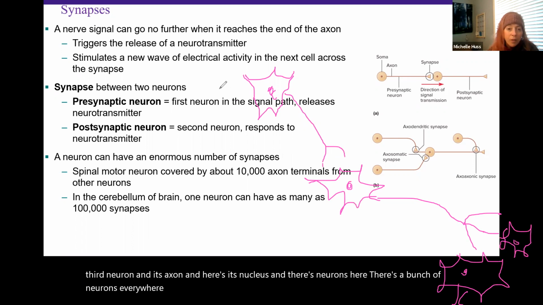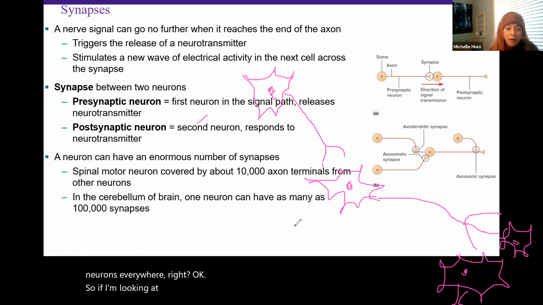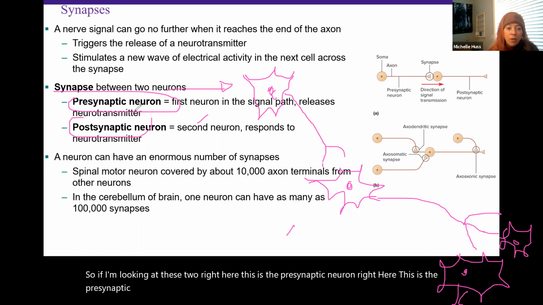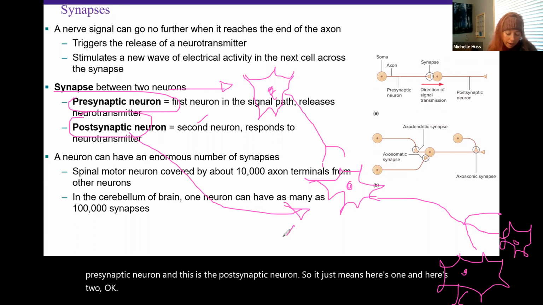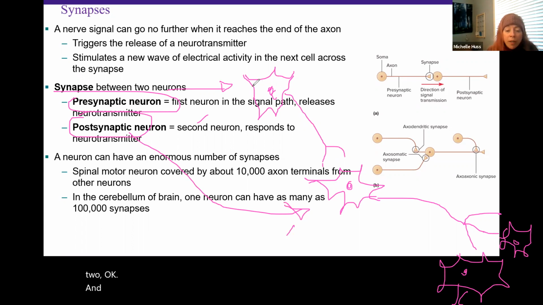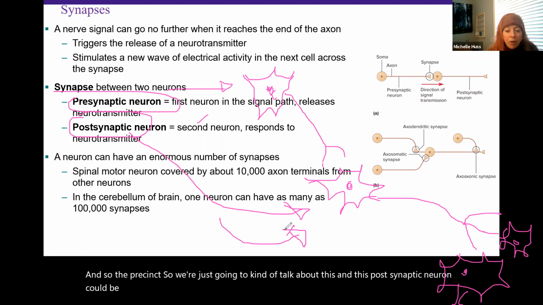So if I'm looking at these 2 right here, this is the presynaptic neuron, and this is the postsynaptic neuron. It just means here's 1 and here's 2. We're just going to talk about this. And this postsynaptic neuron could be a muscle, but we're just doing a neuron right now. So we're synapsing with anything.